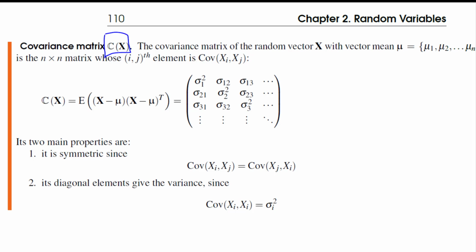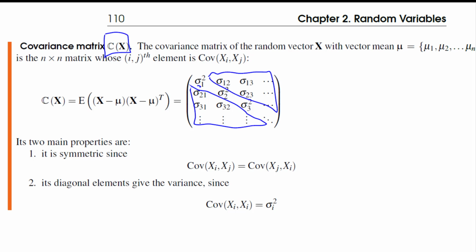So C of x is a matrix. It has these interesting properties. So it's symmetric, right? So for example, this term here, sigma 2,1, the covariance between x2 and x1 is the same as the covariance between x1 and x2, right? And that's the property of covariances. It doesn't matter which one goes first. So that's why this matrix is special like that. In particular, this lower triangular matrix right here is the same as the upper one up here, just transposed.